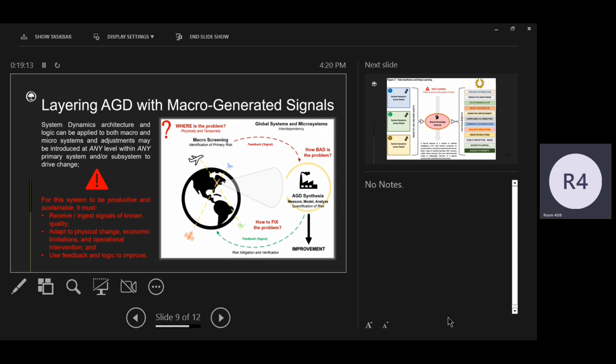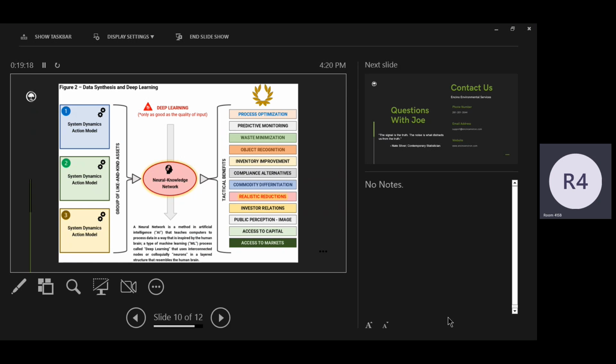And this is where I think it is real critical at this point. And so with that is where you use neural networks. The way that this works is you take your system dynamic action model, whether that be an asset grade system model, or a macro or a combination of both. But the idea is to take data of known quality that's feeding these systems and apply a neural knowledge network to it, which can help you drive change effectively.